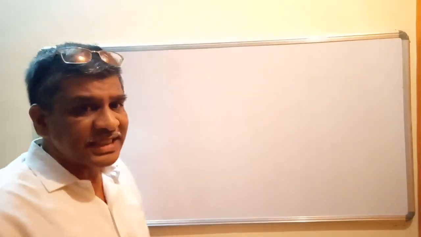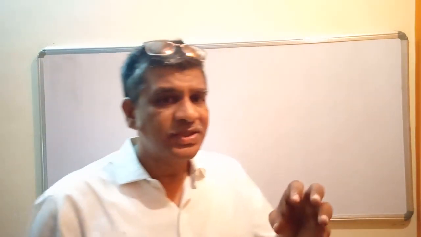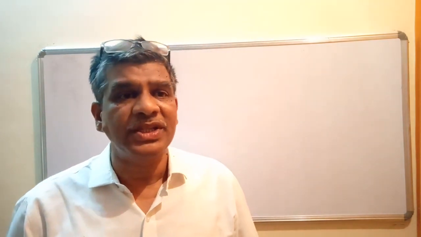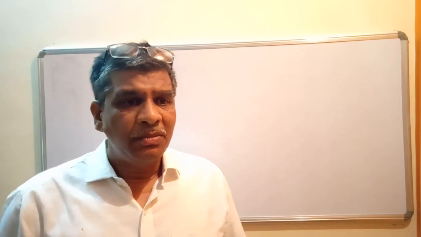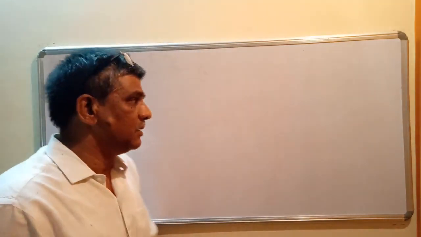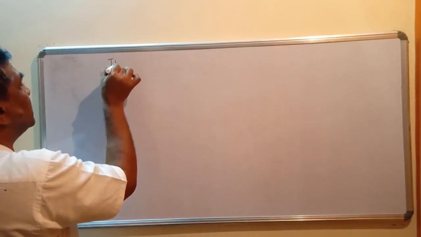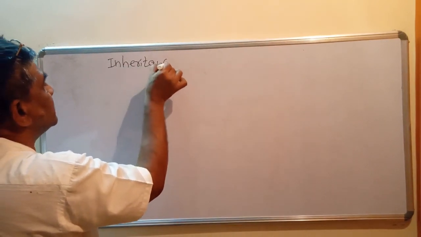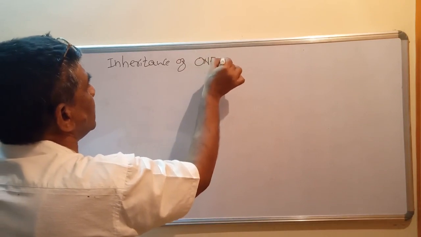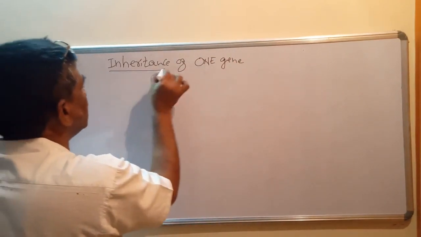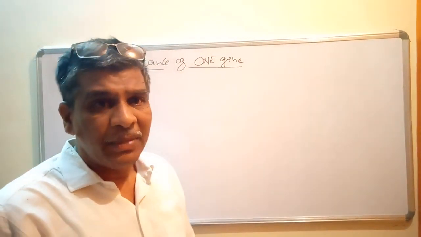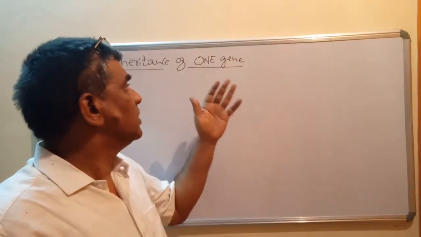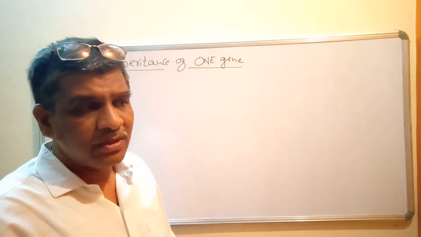Mendel conducted various experiments in which he studied how characteristics get inherited from one generation to another generation. He studied 14 true breeding varieties in the garden pea plant, going on systematically one by one. First, he conducted an experiment to know the inheritance of only one gene. That is called inheritance of one gene. So this was the first experiment conducted by Mendel. He wanted to know how a particular gene gets inherited to the next generation.